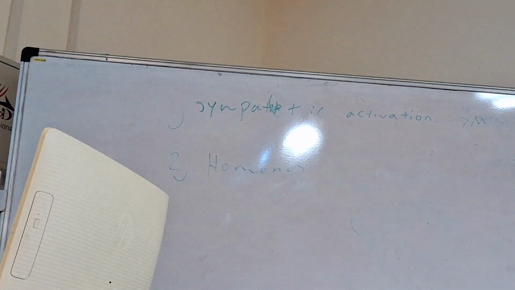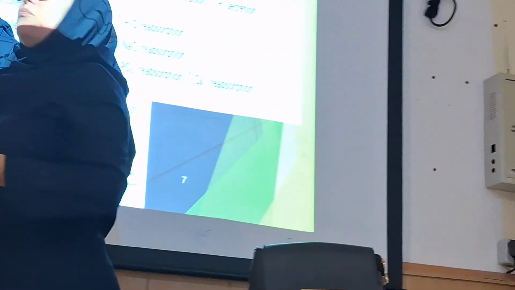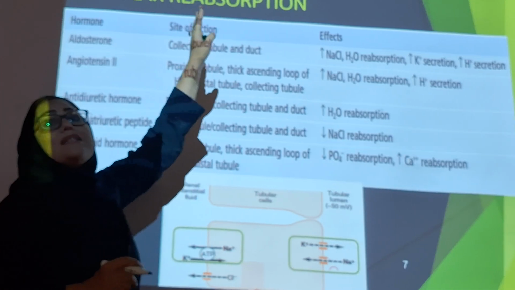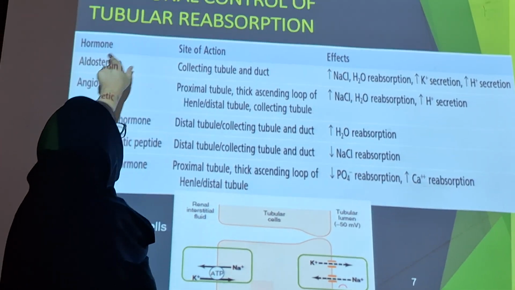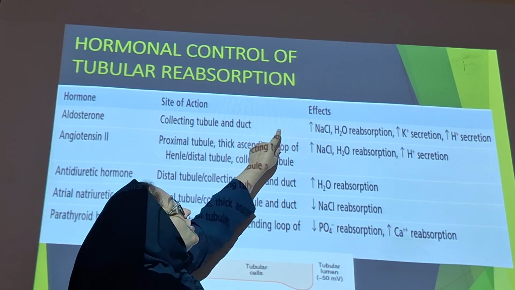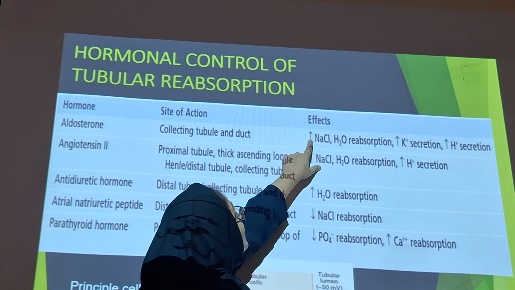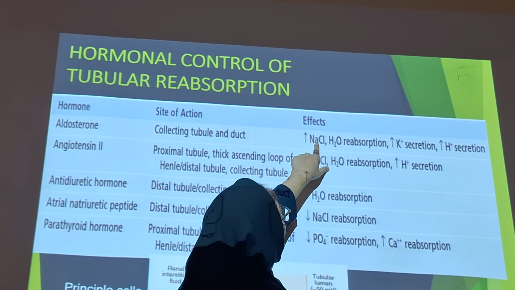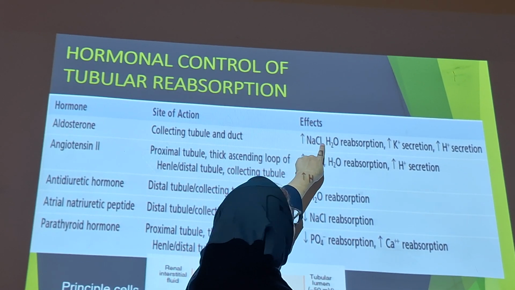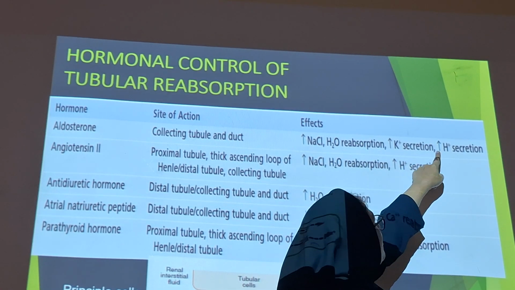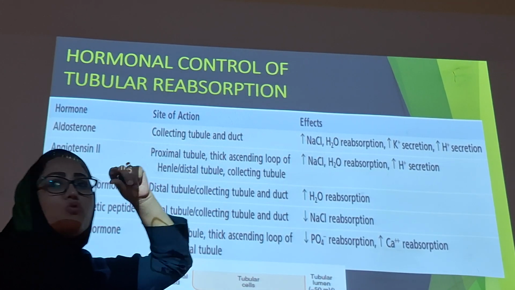First is aldosterone. It is very important. The site of action, you have to memorize the site of action. It has effect on collecting tubule and collecting duct. And what's the effect? The effect is reabsorption of NaCl, reabsorption of water, secretion of potassium, and secretion of hydrogen.